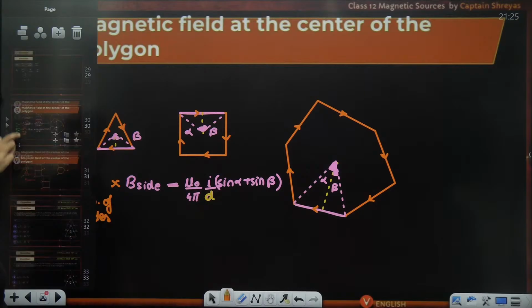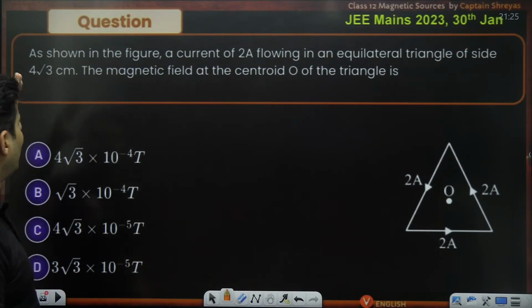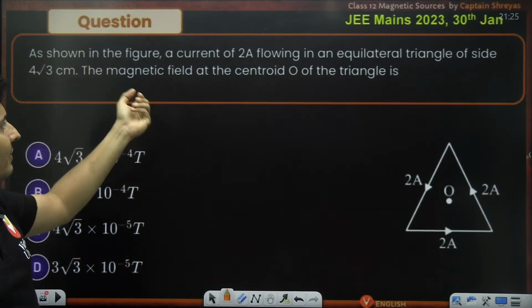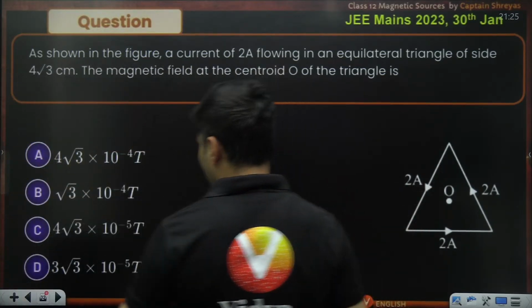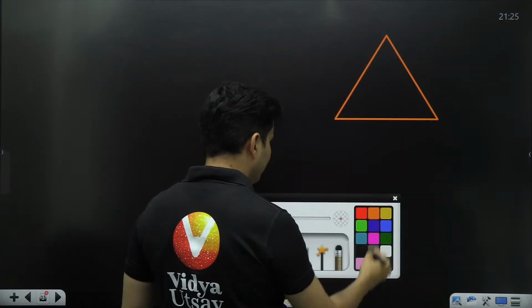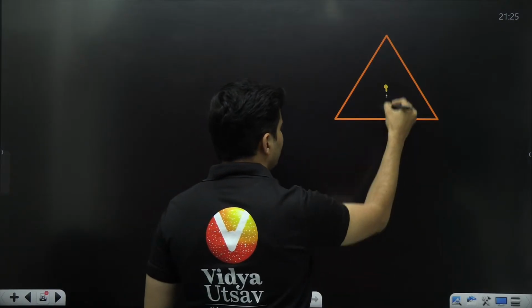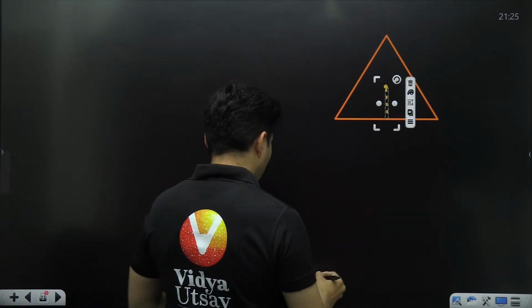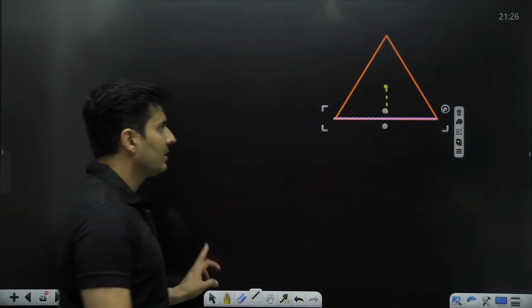So let's do a question on this. We have a question already. There you go. As shown in the diagram, a current of 2 amperes is flowing in an equilateral triangle. The magnetic field at the center of the triangle is? So let's start by doing a small derivation right over here. So this is our triangle, and basically this is the point, and this is the distance, and basically this is the side length.